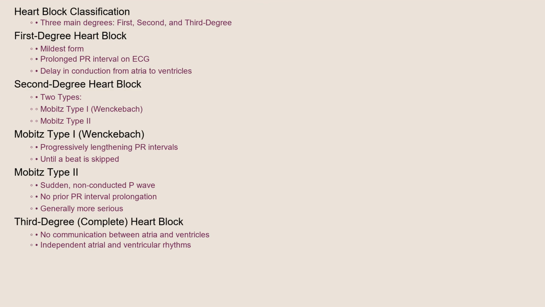Heart block is classified into three main degrees. First-degree heart block is the mildest form, characterized by a prolonged PR interval on the ECG, indicating a delay in the conduction from the atria to the ventricles. Second-degree heart block is further divided into Mobitz type I and Mobitz type II. Mobitz type I, also known as Wenckebach, is characterized by progressively lengthening PR intervals until a beat is skipped. Mobitz type II involves a sudden, non-conducted P wave without prior PR interval prolongation and is generally more serious. Finally, third-degree heart block, or complete heart block, occurs when there's no communication between the atria and ventricles, resulting in independent atrial and ventricular rhythms.